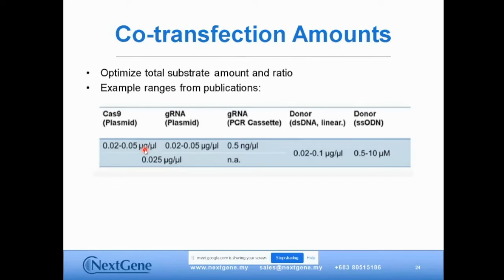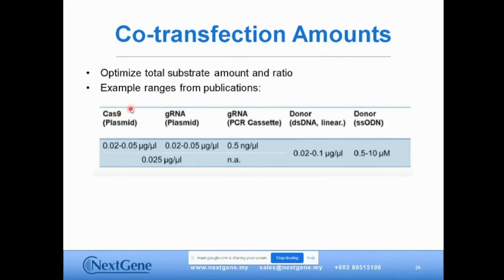Next is the co-transfection amount. When using co-transfection, either when you are using 2 plasmids that code for Cas9 and guide RNA respectively, or you are co-transfecting with ssODN, single-stranded oligodeoxynucleotide, for targeted modification purposes, you might need to optimize the total amount of DNA and also the ratio between the different types of substrate.